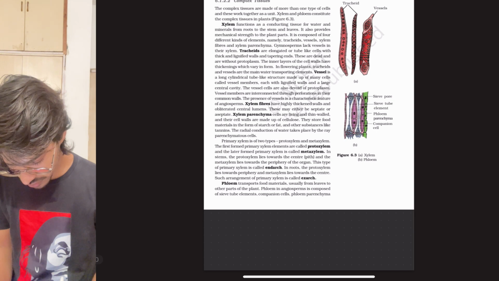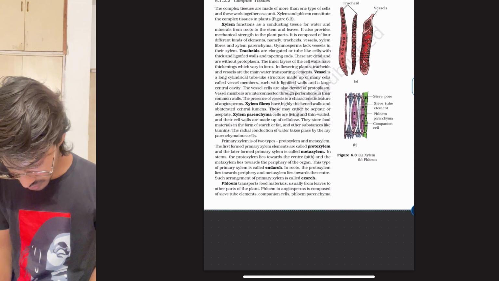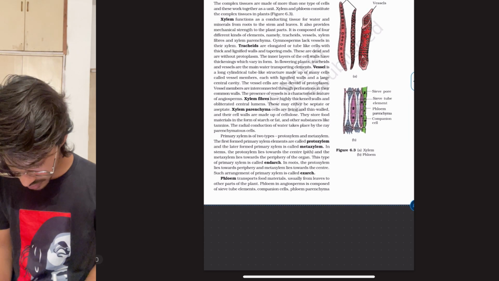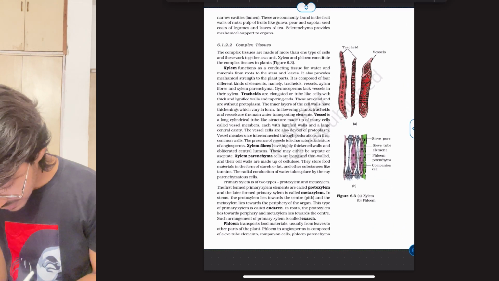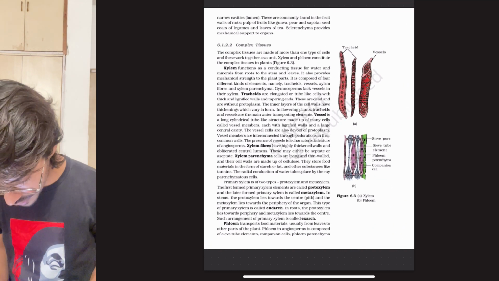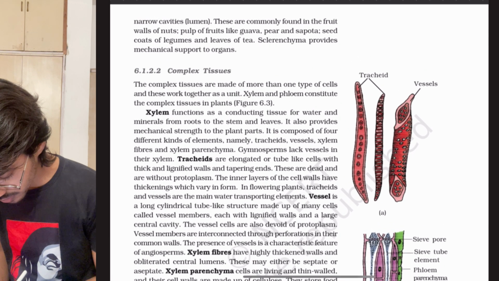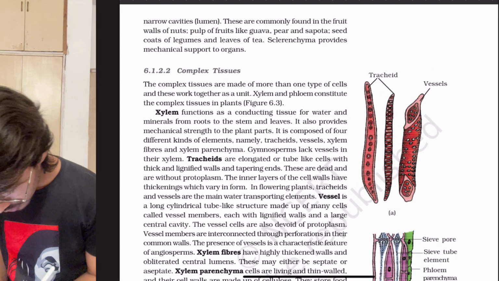Wait. It's there. Yeah. So over here, if you see, examples which are very important. Yeah, now it's visible.